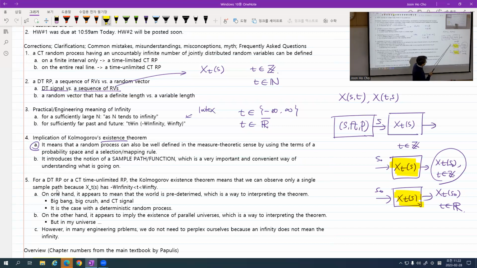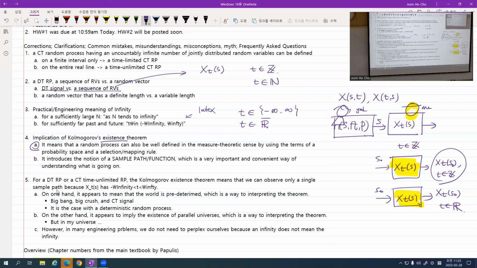Here, if S0 is fixed, then what is this in this case? This is a given S0. This is what? A deterministic discrete time signal, right? So given a specific S0, you have a deterministic signal. So in this box, there is a person residing here, me, for example. And here is, for example, God. Let me use lowercase god because it could be any god. And here, me, Professor Cho.